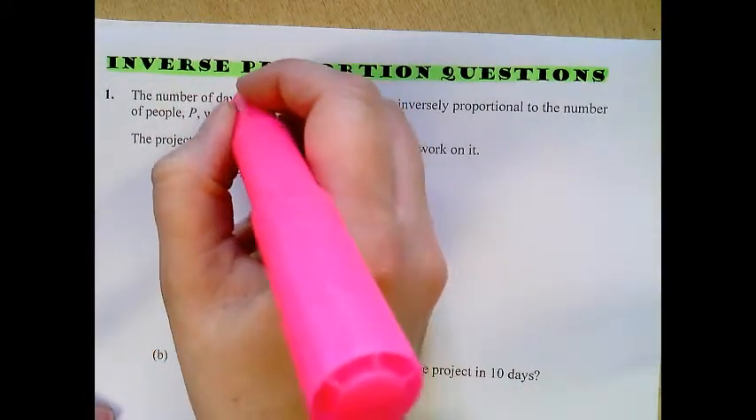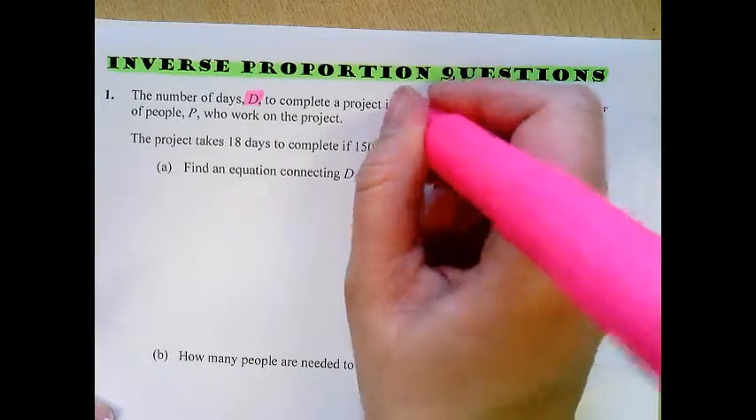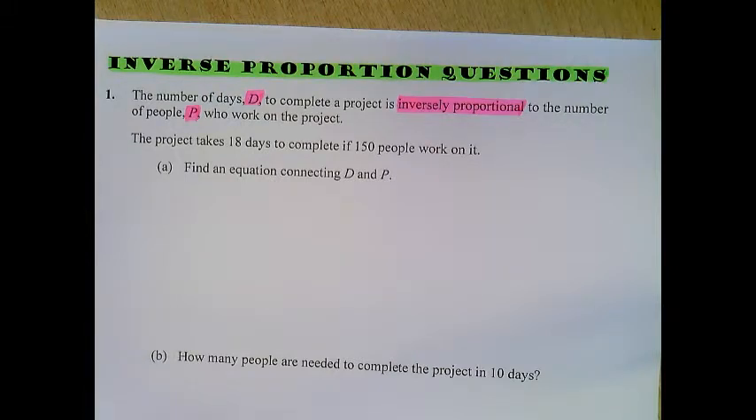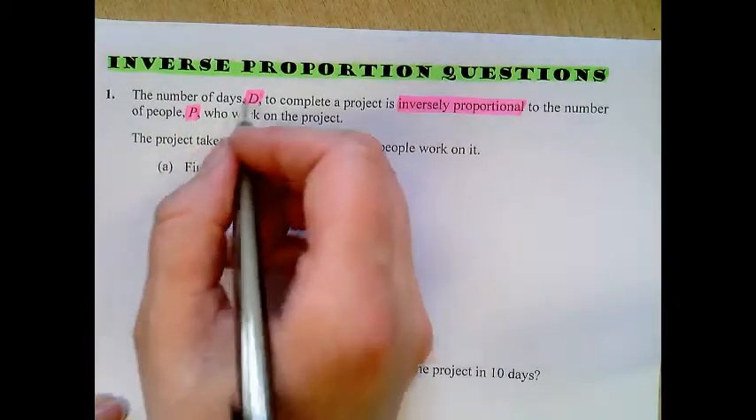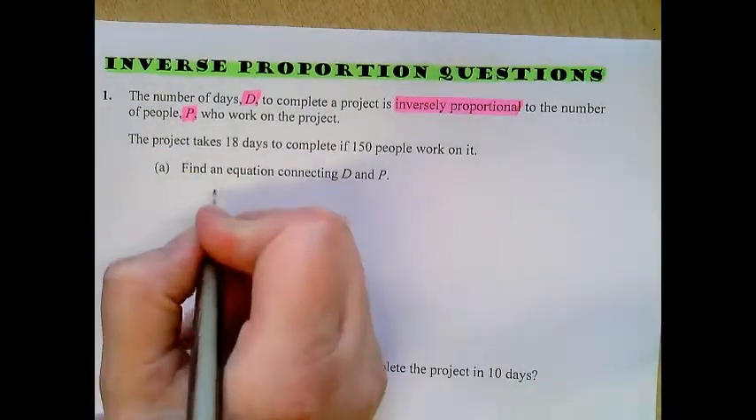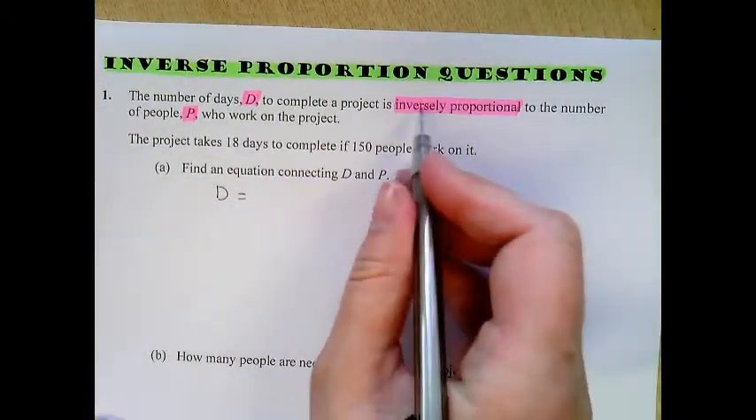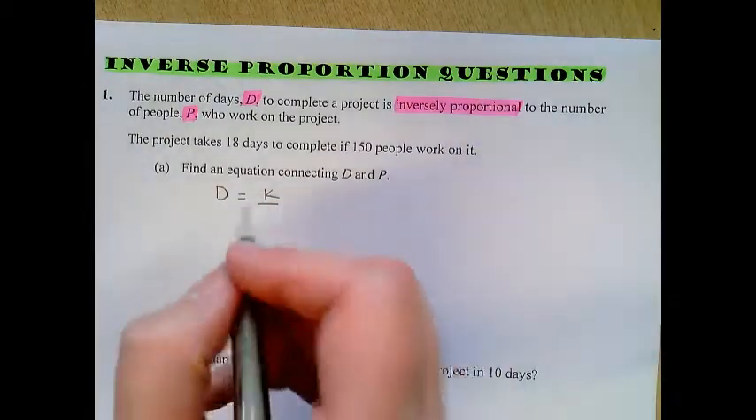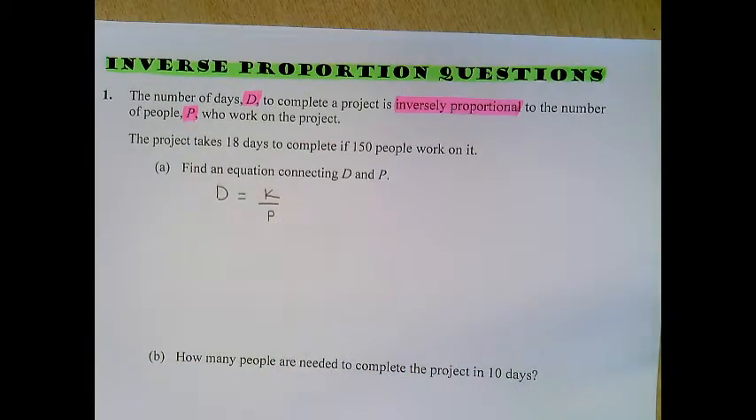The number of days, D, to complete a project is inversely proportional to the number of people, P, who work on the project. The project takes 18 days to complete if 150 people work on it. Find an equation connecting D and P. So D is equal to, inversely proportional means K divide, and it just says it's inversely proportional to the number of people, so it's just a P that goes on the bottom. It didn't say the square of the people or the cube or the square root of the people. So it's just D equals K over P, or K divided by P.